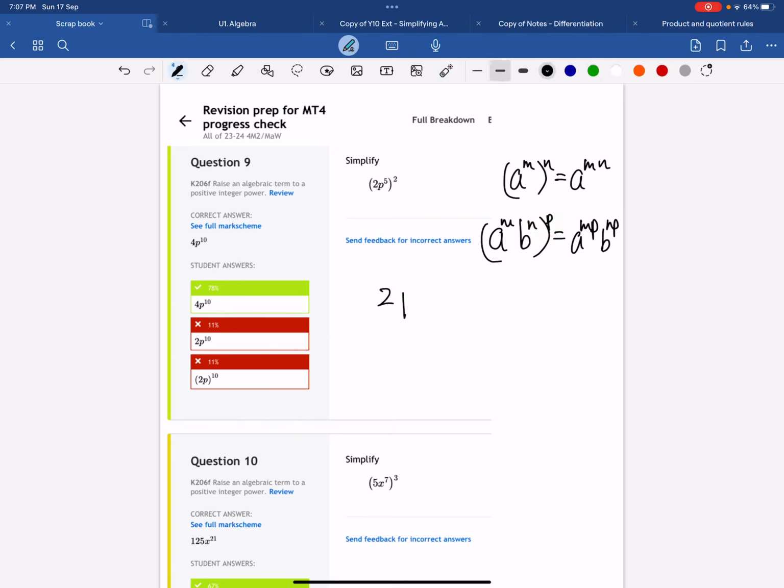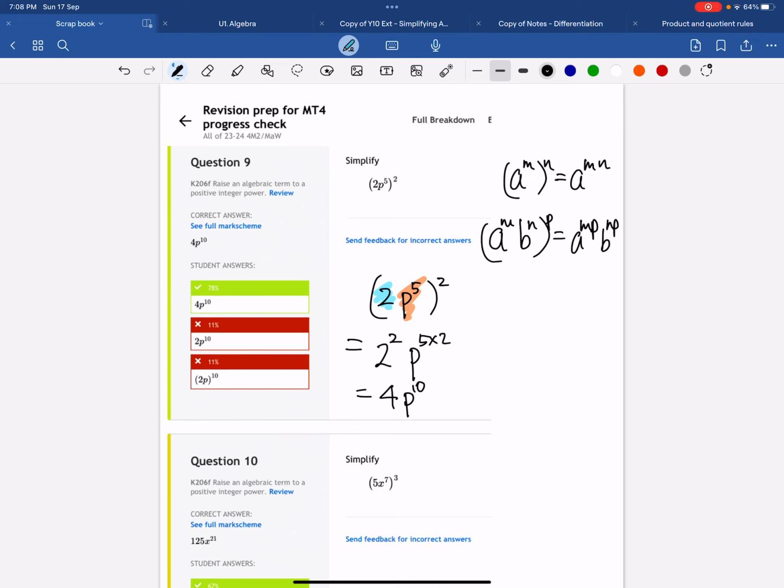Knowing that, going back to this problem, there are two components here, 2 and p to the 5. So there are two things there. So you need to do 2 to the 2, distributing the 2, and then also this. But we are not adding, we are multiplying p to the 5 times 2. So this is 4p to the power of 10.